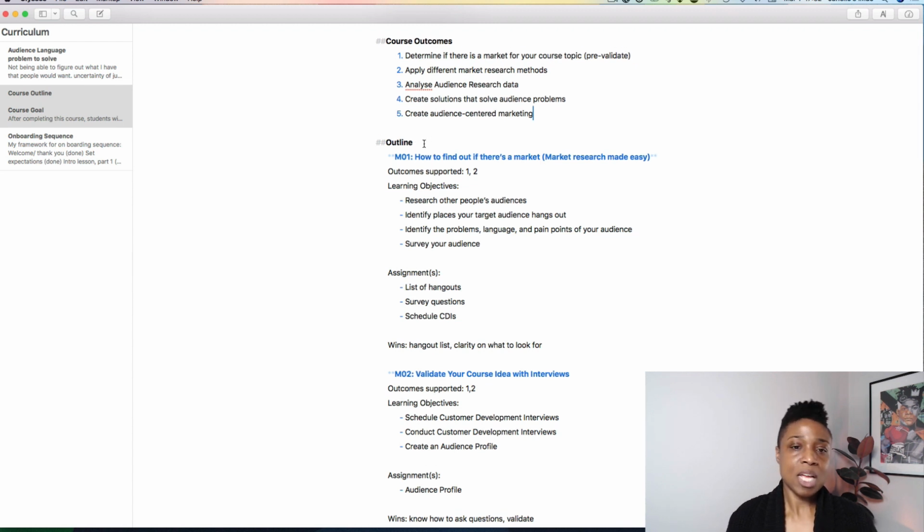From there, I will identify the modules. I'm looking at my outcomes and saying, okay, typically my outcomes might be a module in and of themselves, or sometimes they'll flow into multiple modules. So I'm trying to figure out how these outcomes translate into modules. Well, the first thing that jumps out is that I'm talking about how to find out if there's a market.